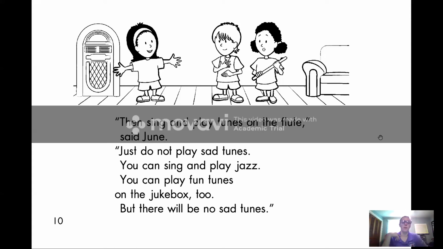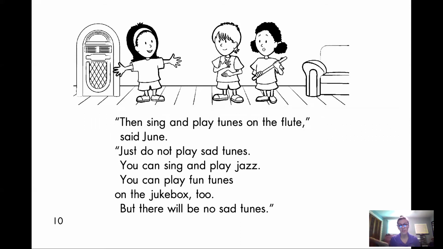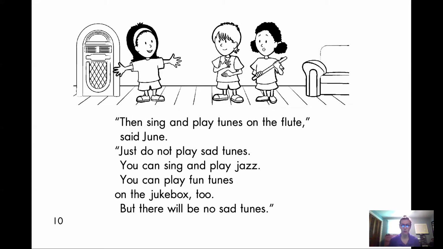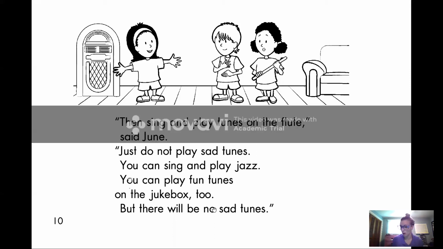All right, so June said no sad tunes, we can play games. Rube said, I don't want to play those games. So what is June's other option? She's being very flexible. They're all working together trying to find an idea on how to fix the problem. So what is June's suggestion? Remember, we can always look back in our story. It says, you can sing and play jazz. You can play fun tunes on the jukebox too, but no more sad tunes.